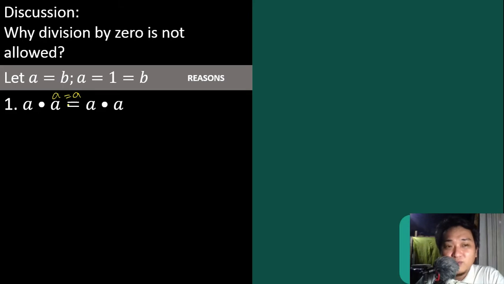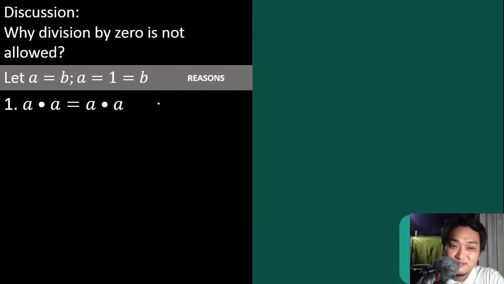Now, what happens when we multiply both sides by A? Mag-multiply lang tayo ng both sides by A. Pwede ba yung gawin sa math? Mag-multiply ka both sides by A? Pwede, kasi property din yan sa math. That is under multiplication property of equality. Now, whatever you multiply to the left side, you also multiply it to the right side para manatili siyang equal.